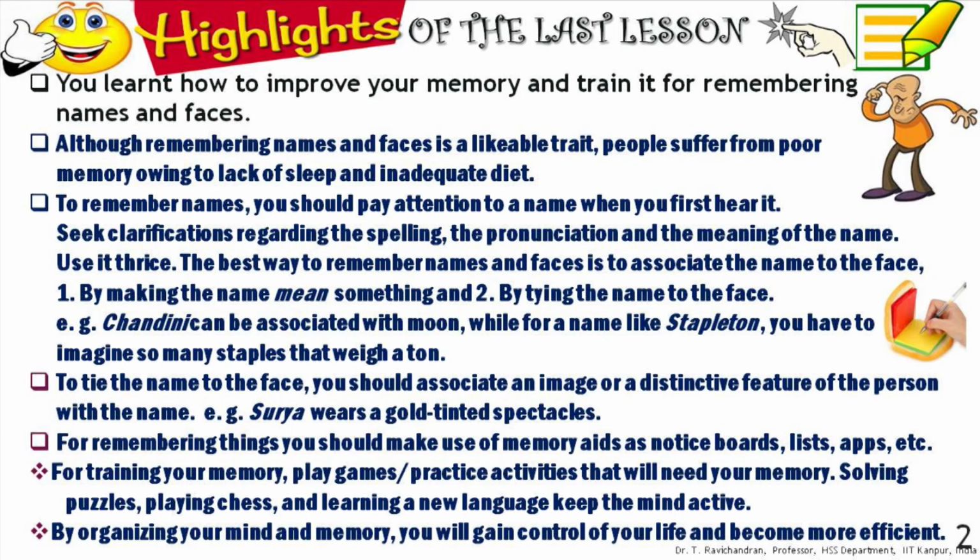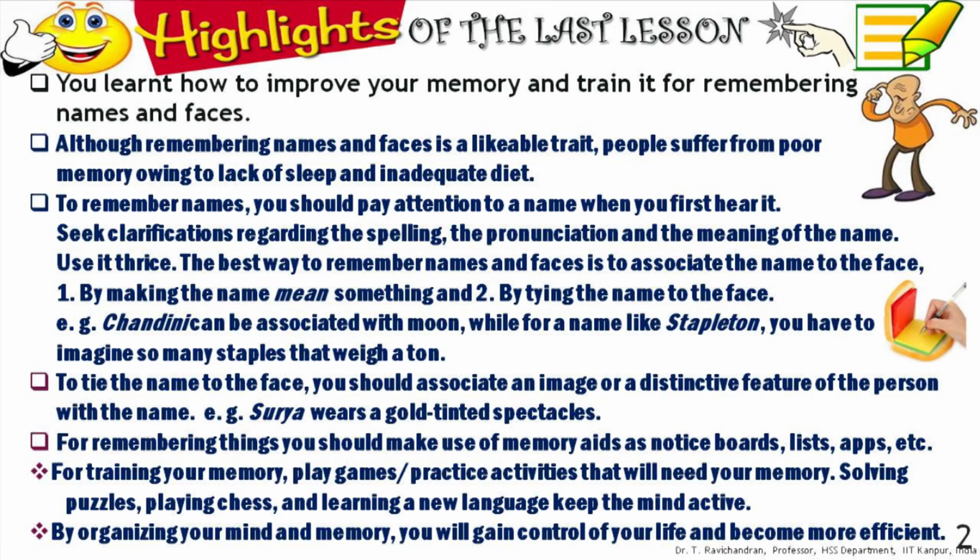In the last one, you learned how to improve your memory and train it for remembering names and faces. Although remembering names and faces is a likable trait, people suffer from poor memory owing to lack of sleep and inadequate diet. So, to remember names, you should pay attention to a name when you first hear it. Seek clarifications regarding the spelling, the pronunciation and meaning of the name. Use it thrice. So, when you use it 3 times in the same day during a party at 3 different meeting points, you will not forget the name at all.